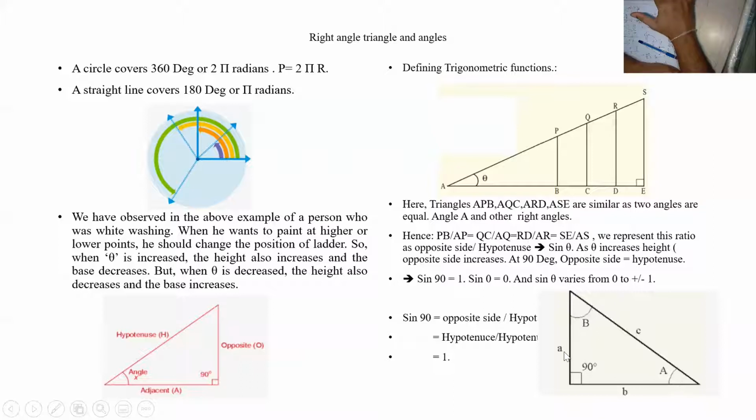Sine A is equal to opposite side A by C. What is sine B? Sine B is equal to opposite side B by C. So always sine theta is opposite side by hypotenuse. So sine 90 is opposite side C by hypotenuse C. That means 1. Sine A is A by C. Sine B, B by C. So like that, we should be familiar with this sine theta.